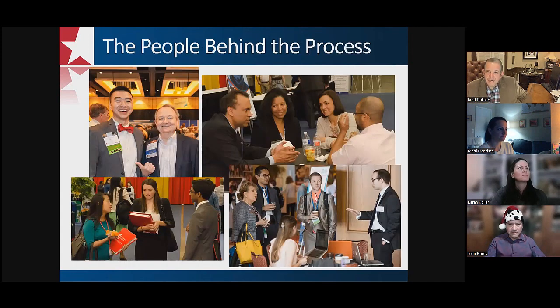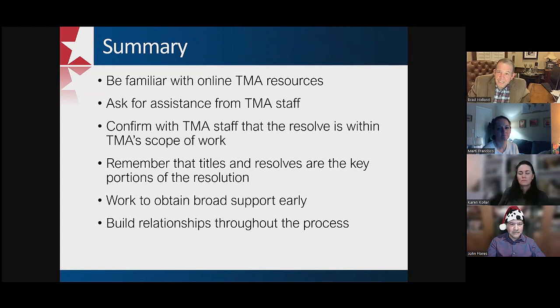I think we have one more slide on the people behind the process, but if we had to summarize the whole evening for the House of Delegates and being a representative as you are for your area of Texas within the House, be familiar with all these online resources that we've talked about. Ask for help. I think Marty can probably put the email address for the House. Any question that you have within the House, you can email us. And that's speaking directly. That's checked daily.